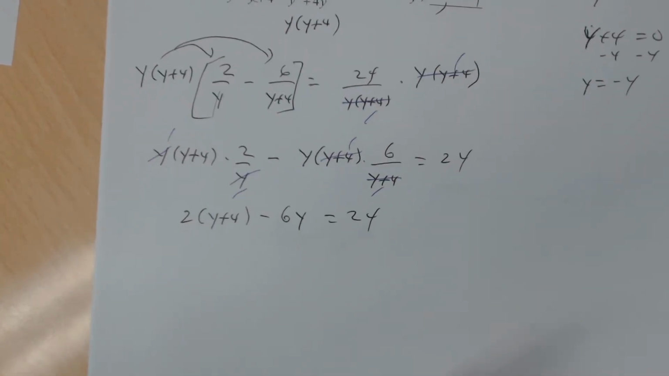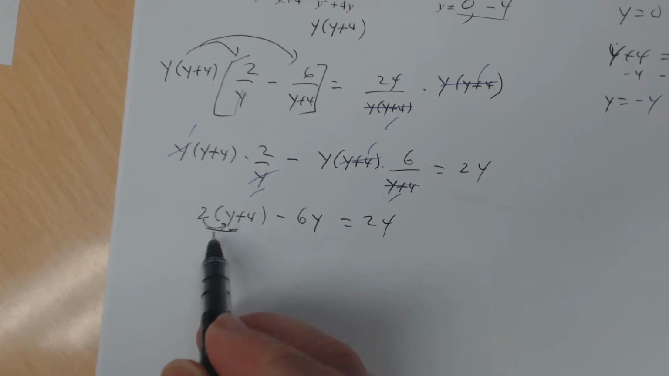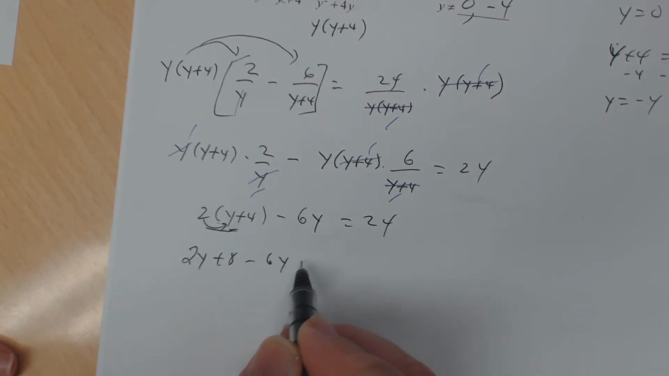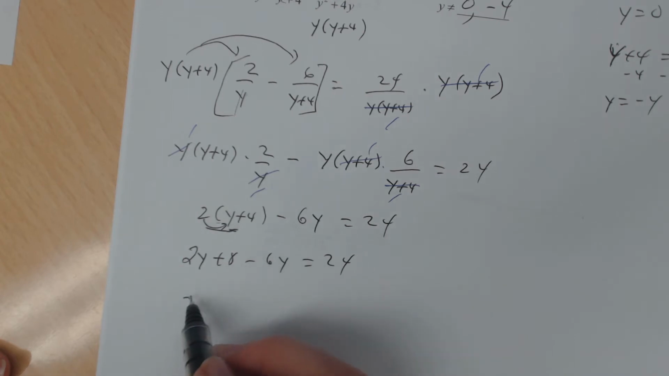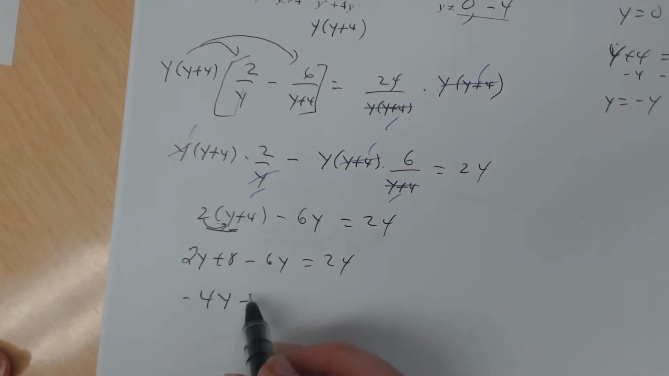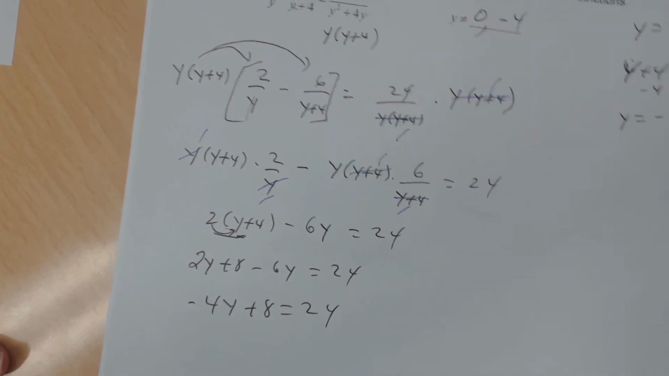Distributing here, I get 2y plus 8 minus 6y equals 24. And so 2y and a negative 6y is negative 4y plus 8 equals 24. So now I have this linear equation, so let's go ahead and solve for y.